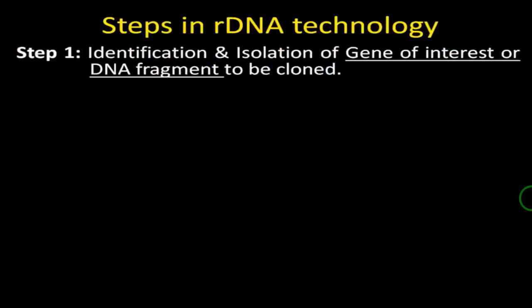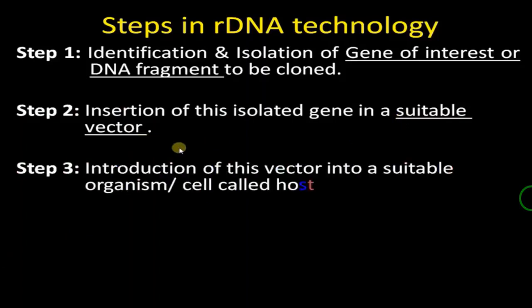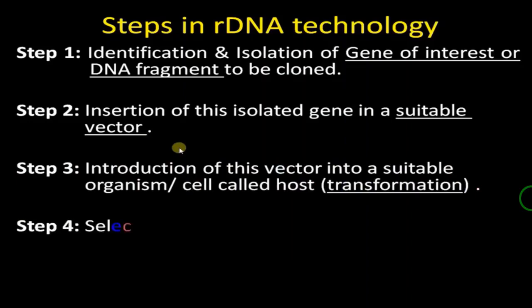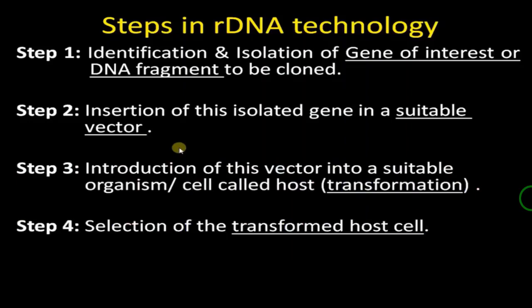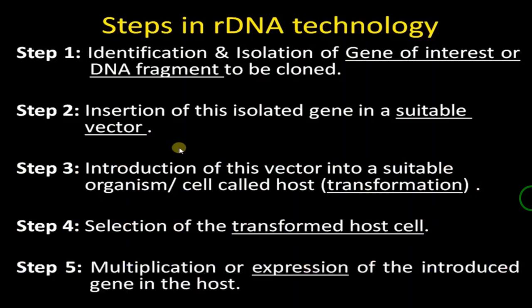Step 1, identification and isolation of the gene of interest or DNA fragment to be cloned. Step 2, insertion of this isolated gene in a suitable vector. Step 3, introduction of this vector into a suitable organism or cell called the host, that is transformation. Step 4, selection of the transformed host cell. Step 5, multiplication or expression of the introduced gene in the host. So these are the 5 steps involved in rDNA technology. One by one we have to see.